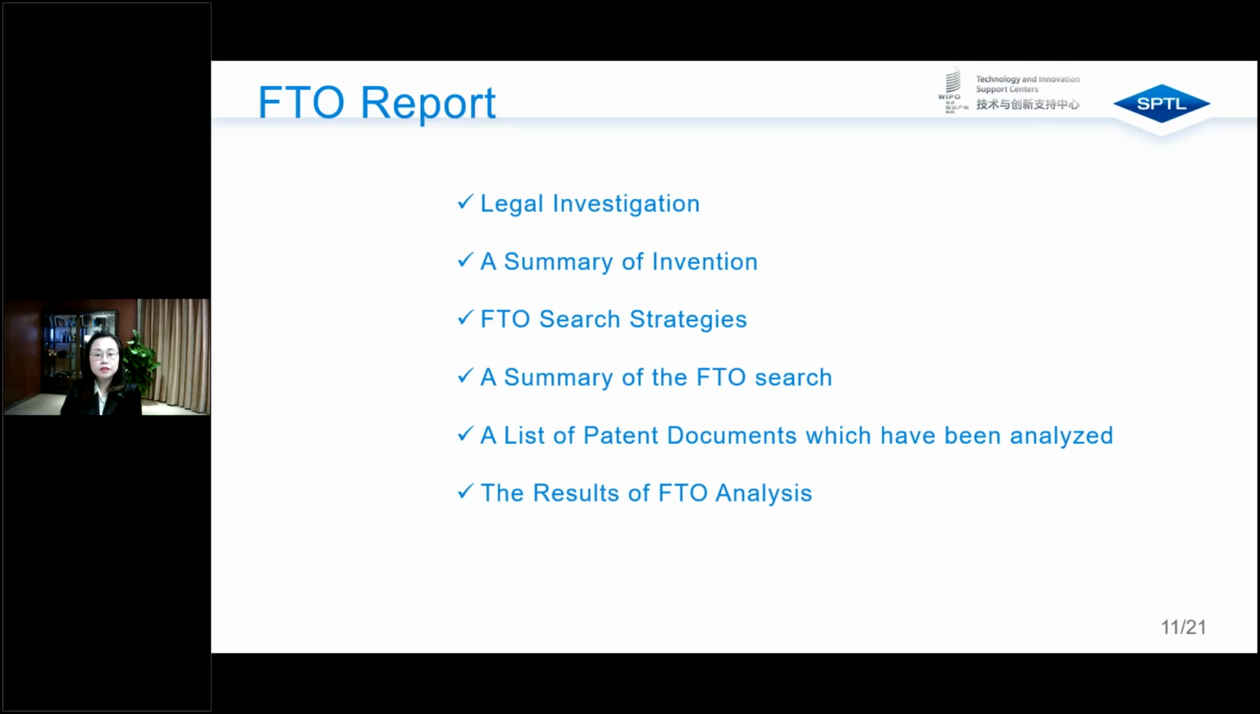The protection scope of each independent claim should be determined, and the technical features of each independent claim should be compared with the invention and determine whether the invention falls into the scope of the protection of the claims. Then the last part is the conclusion. In this part, it should include the limitations and the risks associated with the process, the general remarks, and the remarks that are specific to this project.